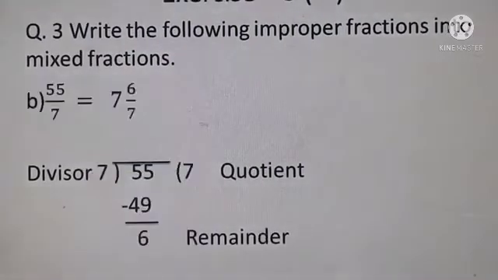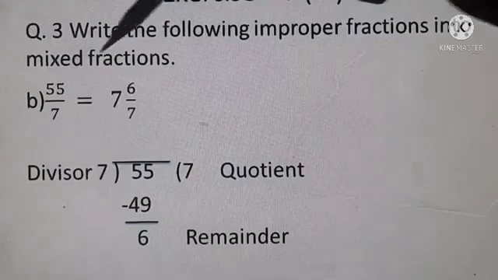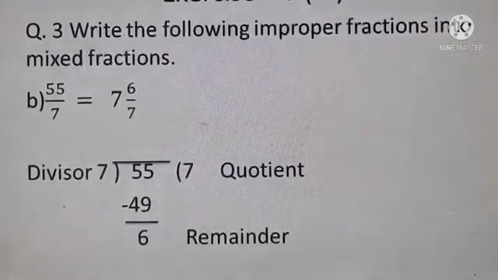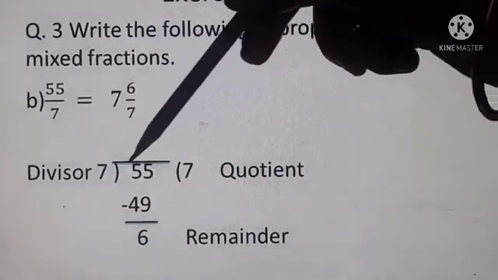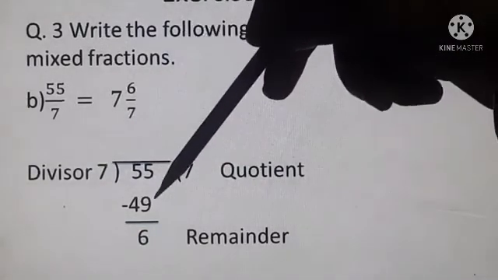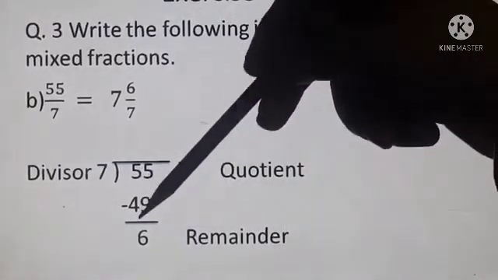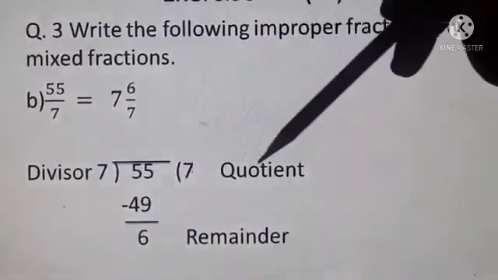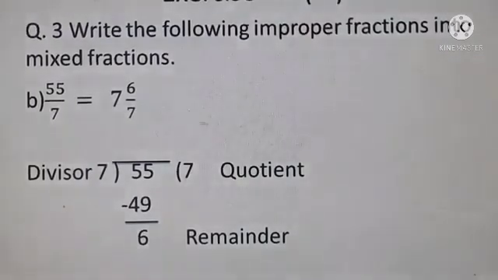Right? Now say this B part of the same question third. Convert improper fraction into mixed fraction. 55 upon 7. Now you know we have to divide 55 with divisor 7. 7 sevens are 49. Now 15 minus 9, 6. 4 minus 4, 0. So quotient is 7. Remainder is 6. Divisor is 7.